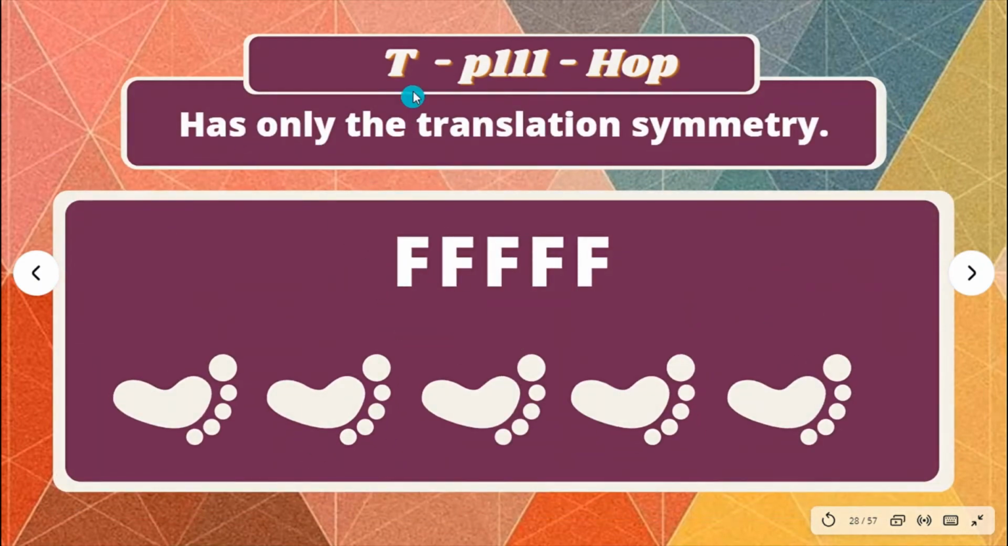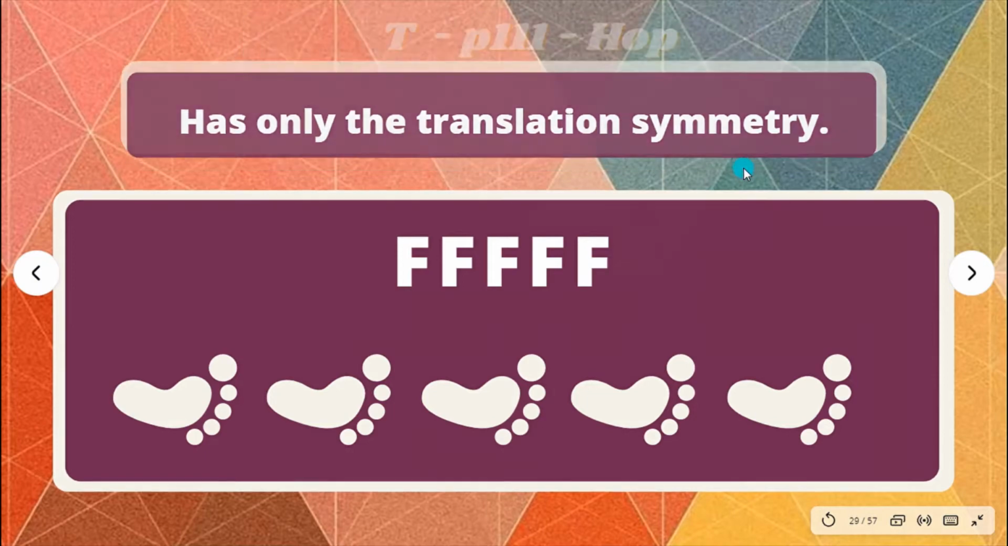Let's start with the letter T as the symmetry group, the P111 notated by the IUC, and HOP using the Conway system. It has only a translational symmetry. We can see here that this foot is being translated 5 times in the plane horizontally. This is notated by the letter F under the Conway naming system.